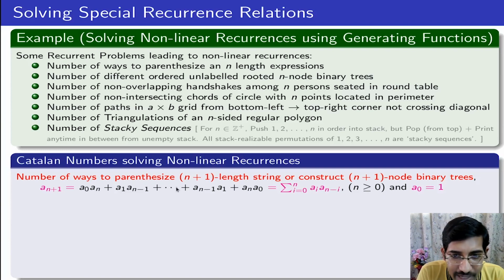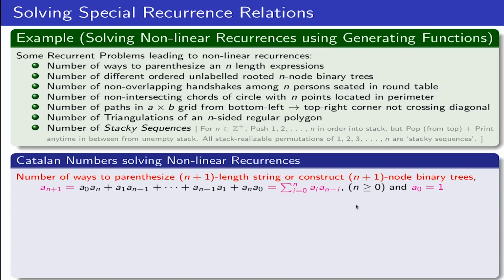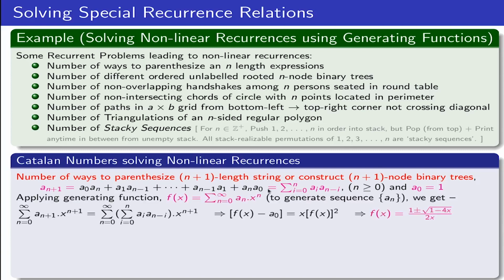So this is non-linear, a weird kind of recurrence which we never thought of in our previous encounter with generic recurrences. Obviously, if we have nothing, there is one way to parenthesize, that is you just put an empty bracket, nothing else. That is the base condition. Now we apply the generating function to get the coefficient of x to the power n as my answer. But here the generating function is of a different nature. So let us anyway try to apply it.